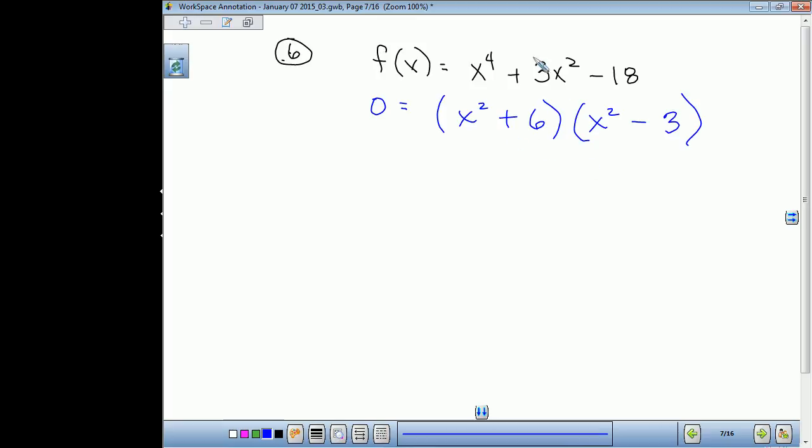Okay, did yours factor like mine? Yes. Okay, so when we take this first factor, if you need to, you can set it equal to 0. If you can do this part in your head, do it in your head. And then this one, once again, if you can do this in your head, do it in your head.